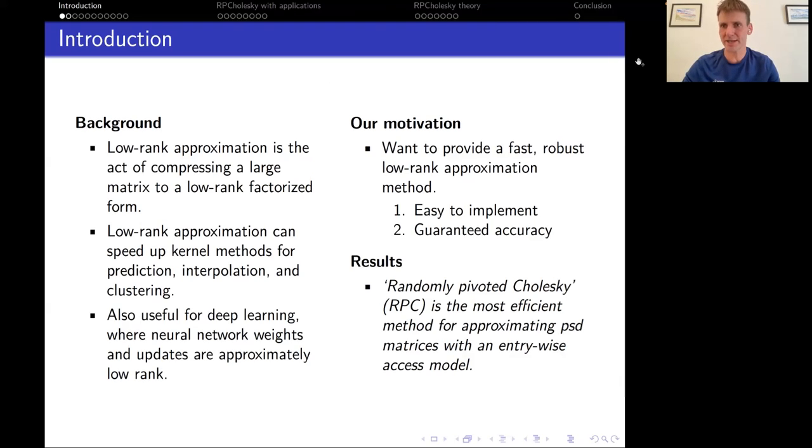Our motivation at Caltech was we want to provide a fast, robust, low-rank approximation method, particularly one that's easy to implement, and then also has mathematically guaranteed accuracy. And the results that I'll tell you about today are randomly pivoted Cholesky, which you could also call rocket-propelled Cholesky if you prefer, is the most efficient method for approximating PSD matrices that we know with an entry-wise access model. And that means you're counting every time you evaluate a single entry of the matrix. And I'll show you examples to make this real.